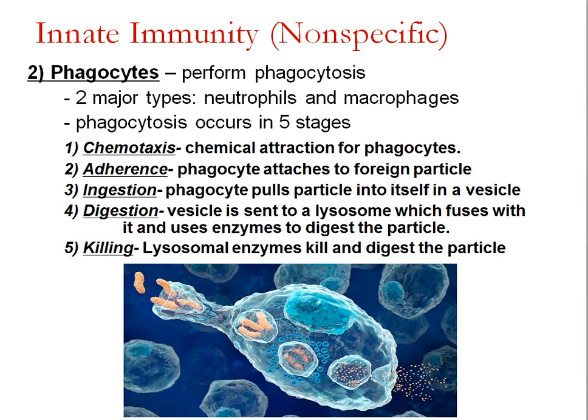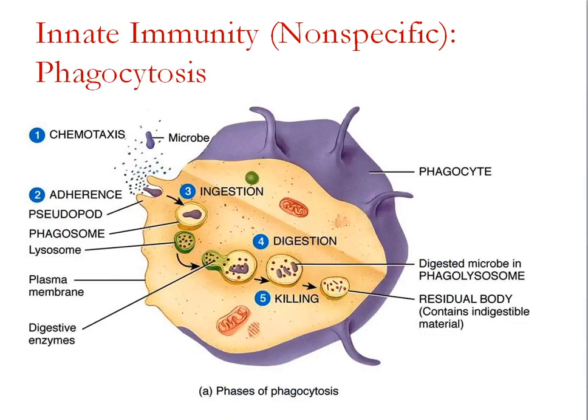Next up is digestion. The vesicles get sent to a lysosome, which is then going to help break it down and destroy it. And lastly is the killing phase, where our lysosomal enzymes kill and digest that particle. So we need to know the 5 stages of phagocytosis in order, because it happens in that order. Here is another picture showing how the 5 stages work their way through, starting with the microbe and chemotaxis at the top left, and then all the way through the phagocyte here.